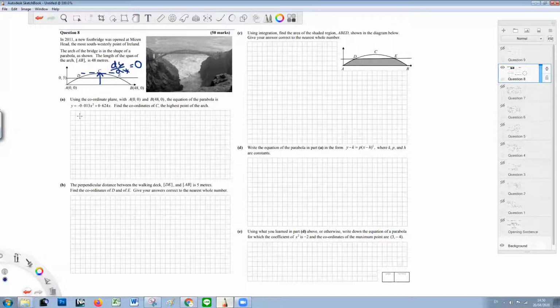So we will differentiate. dy dx is equal to minus 0.026x plus 0.624. And remember, I'm going to let that equal 0. So I'll do that.